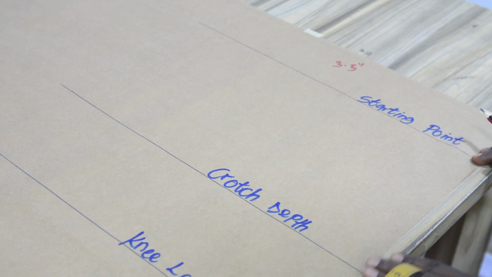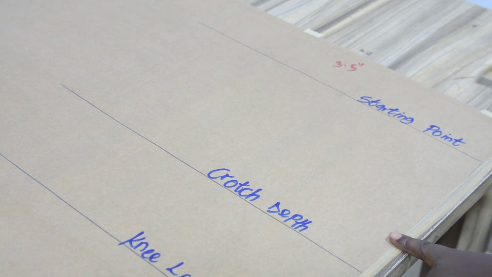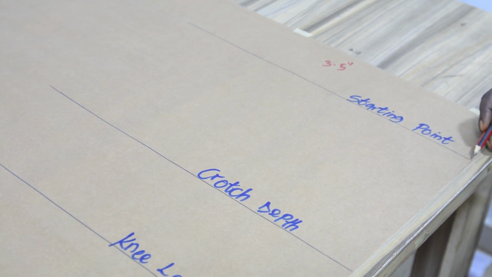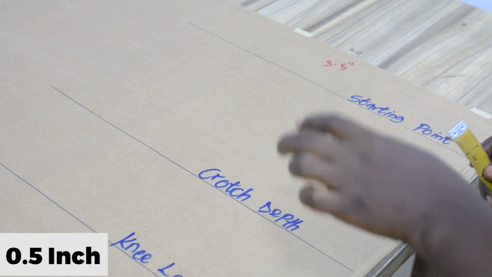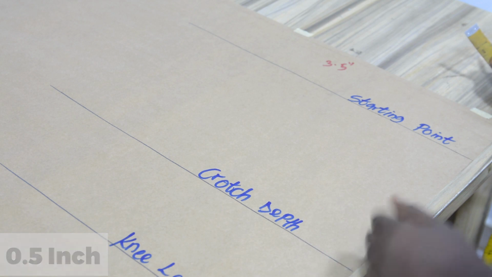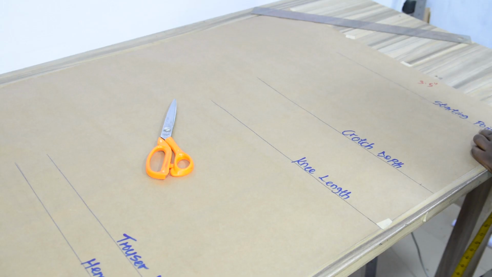Now the next step is to measure out the starting point line by the side of my pattern paper. From the edge of my pattern paper, I will be measuring 1 inch forward. So the 1 inch line is going to be my starting point by the side. So the line is going to be the outseam line of the trousers.